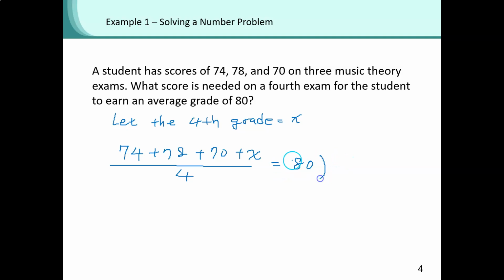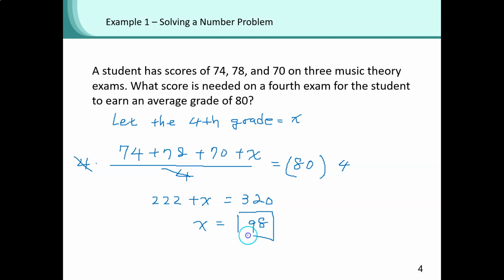So now we just multiply by 4 on both sides. So this 4 will cancel with this 4. Now sum the first 3. It has 222 plus x equal 320. And x will be equal to 98.